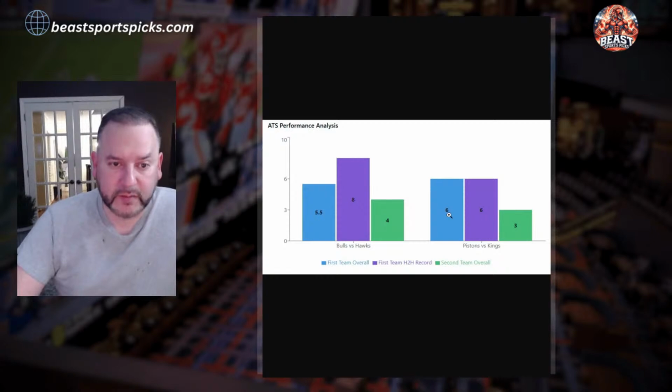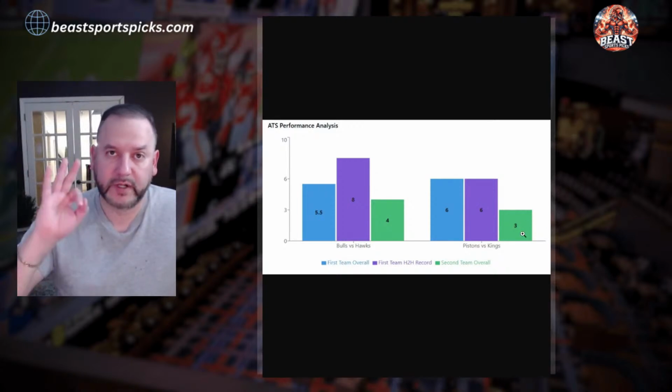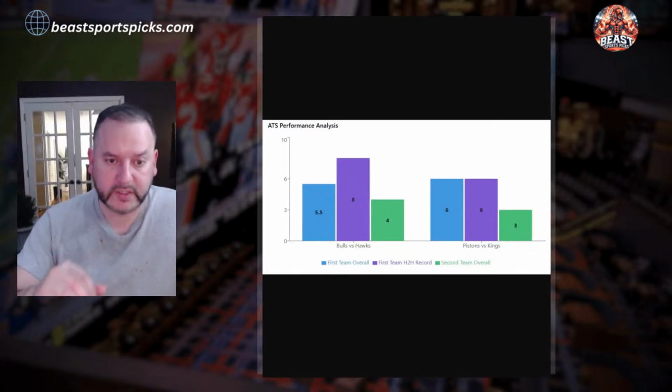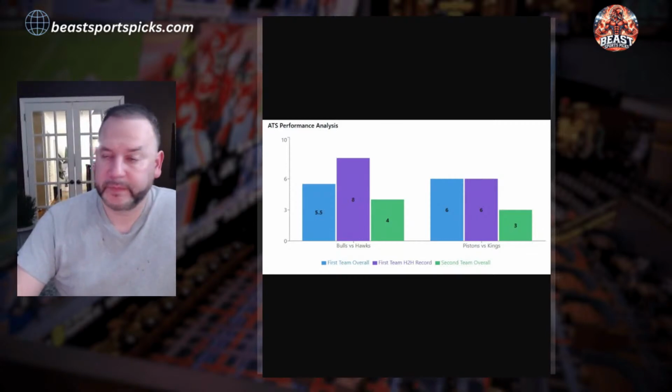Same thing over here. You see the Pistons are 6 in the last 10 overall. But then when they faced the Kings, they covered it 6 times as well, and the Kings only covered it 3 times in the last 10 games. So just looking at these stats right here, the Bulls are looking very good, and the Pistons are looking very good. This is, again, just the head-to-head stuff.